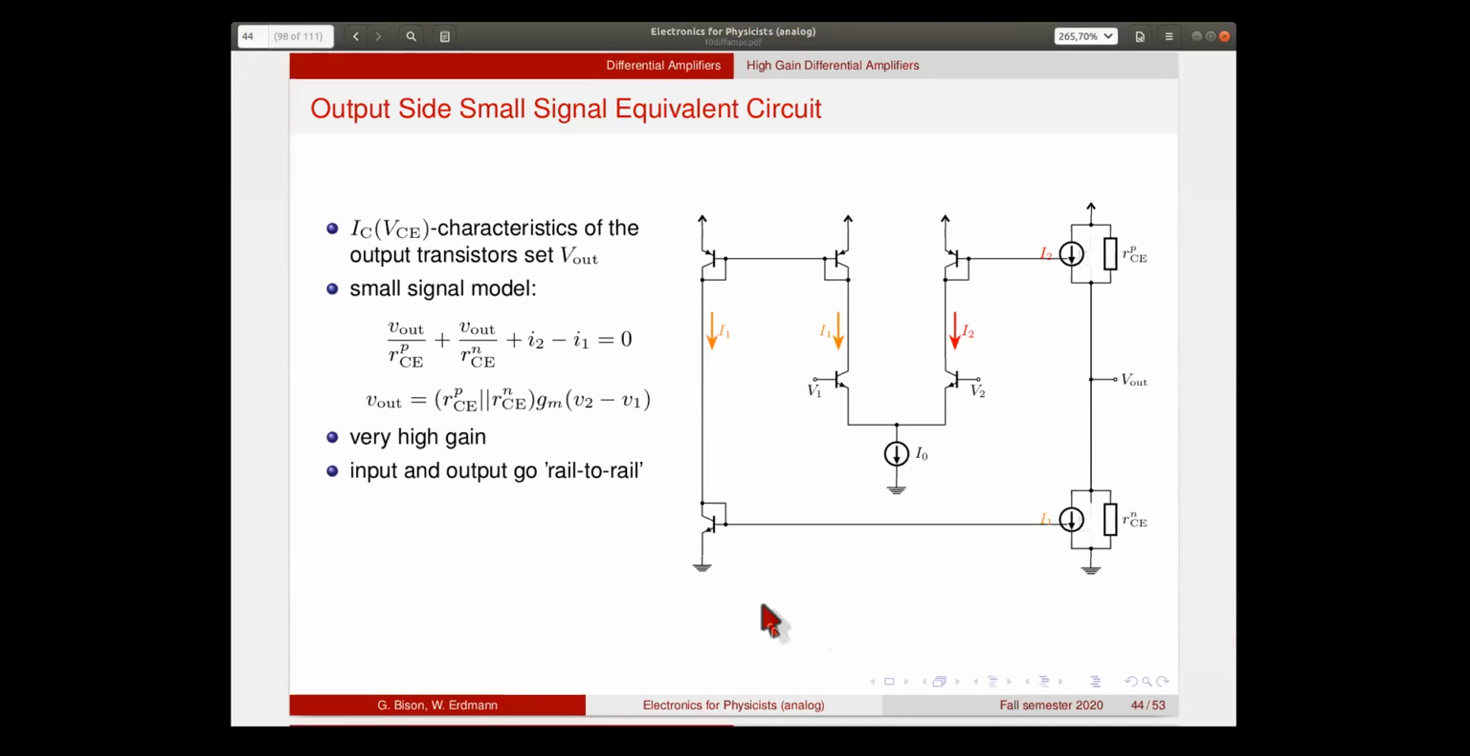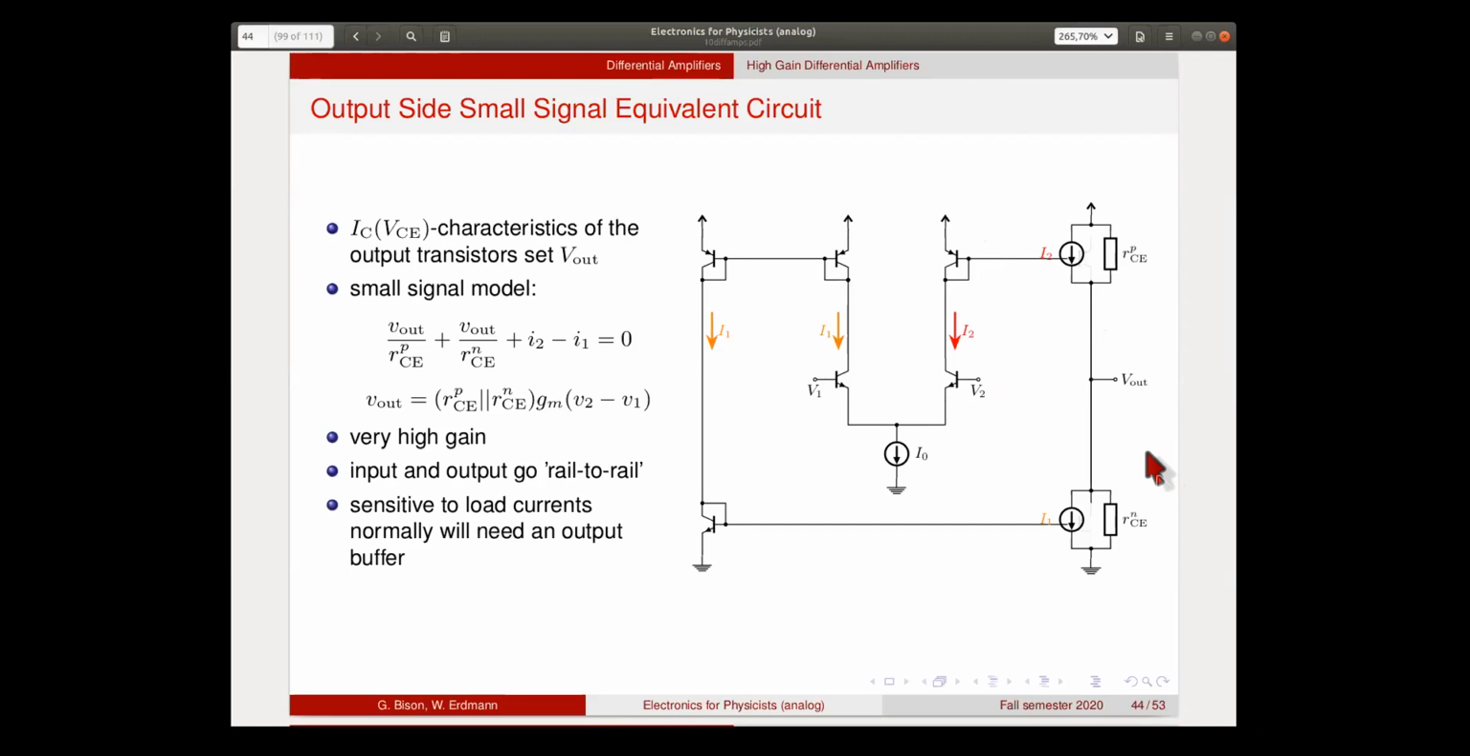So the big advantages of this are now that the input can really go up and down rail to rail, so it can go from 0 all the way up to the point where you shut down this current mirror. So there's basically no restriction for the inputs, and the same is true for the outputs. Also, the output can go from rail to rail without any restrictions. So these are some very ideal properties of a differential amplifier.